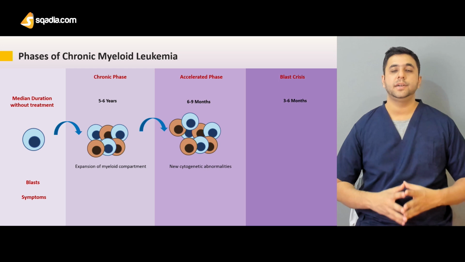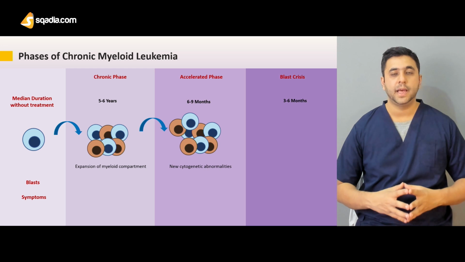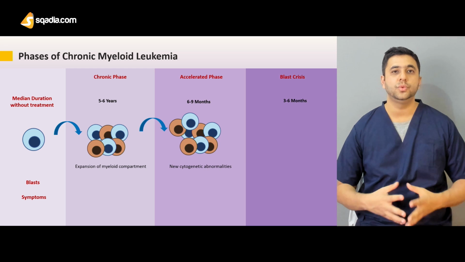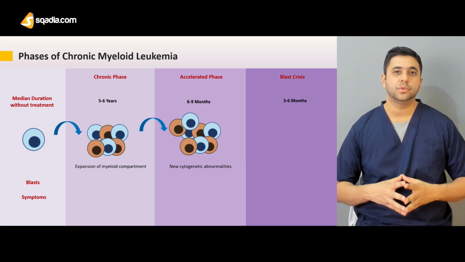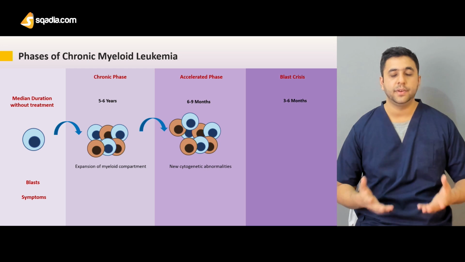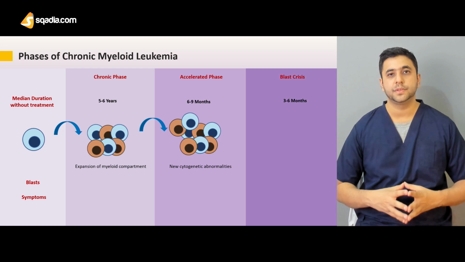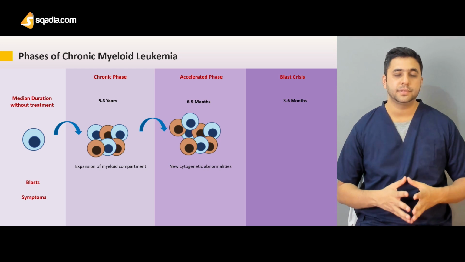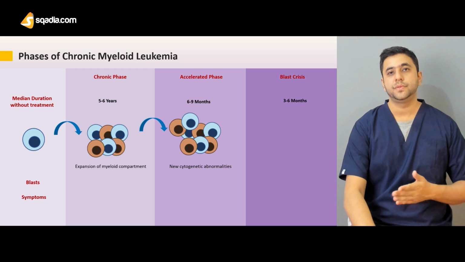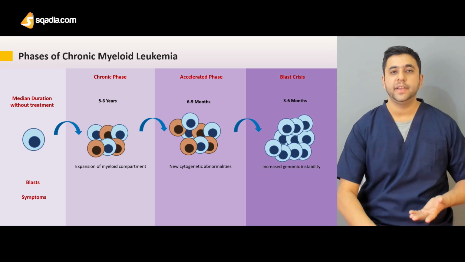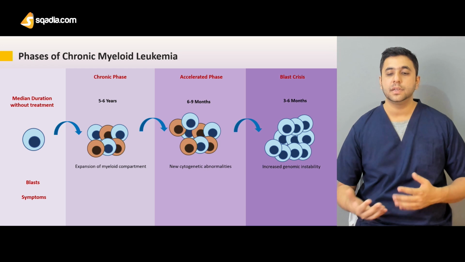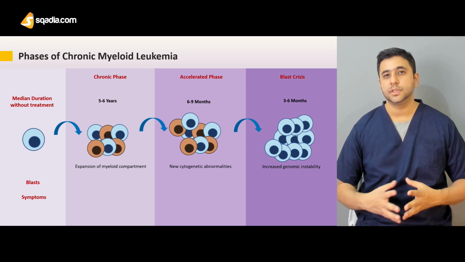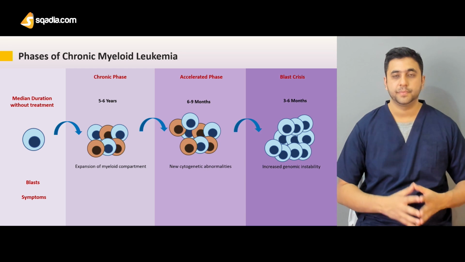What happens in the accelerated phase is there are new cytogenetic abnormalities. There can be new chromosomal translocations. For example, there can be a new 9;22 translocation leading to the Philadelphia chromosome. That Philadelphia chromosome may not be present in the chronic phase of the disease. So there are new cytogenetic abnormalities. The blast cell percentage increases as we move towards the right in this picture. And finally, we can have a blast crisis, in which there is increased genomic instability. The genes become very unstable. There's a greatly increased percentage of blast cells. That signifies the blast crisis.